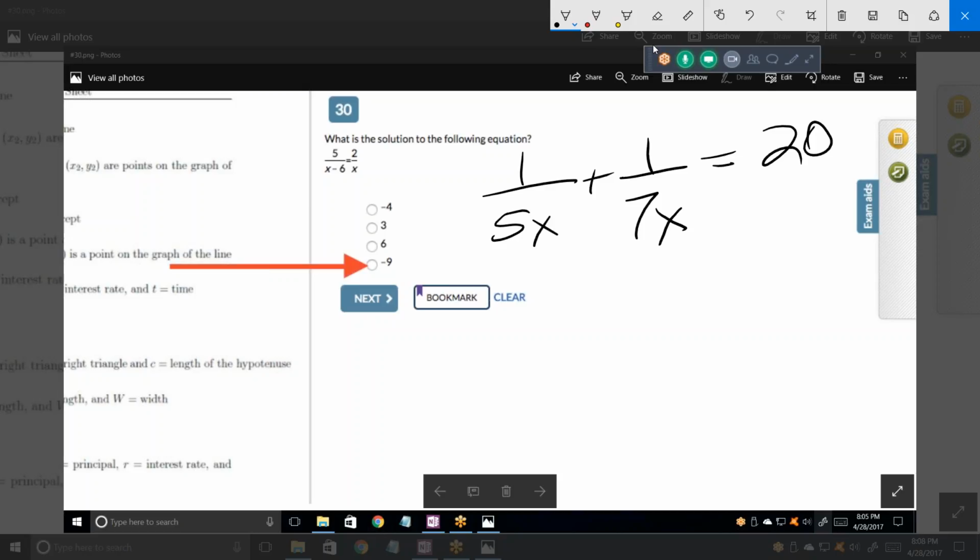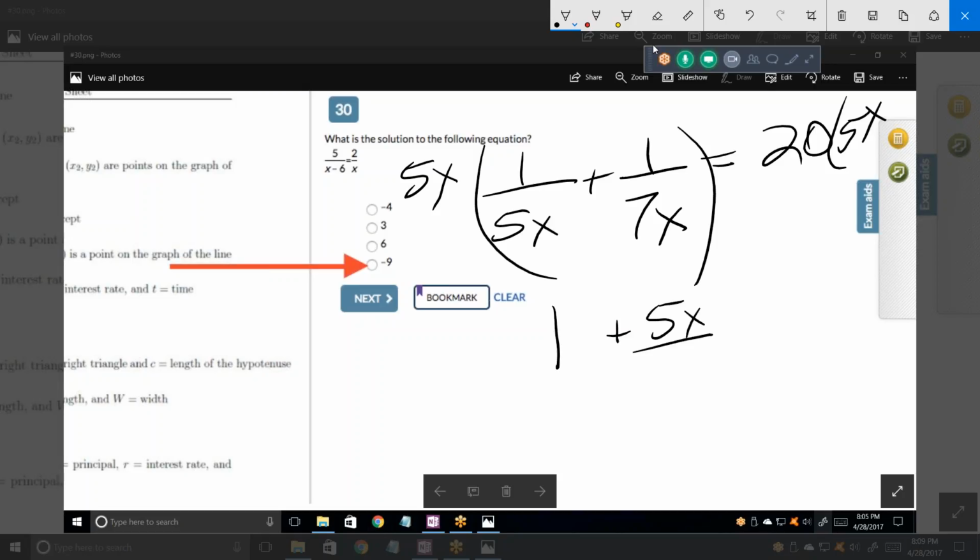Let's start with 5x. The way you get rid of denominators is you multiply both sides by the denominator. In other words, I'm going to multiply both sides by 5x. Well, that makes this term 1 plus 5x over 7x equals 100x. Well, I've made the problem quite a bit easier. I got rid of one fraction.